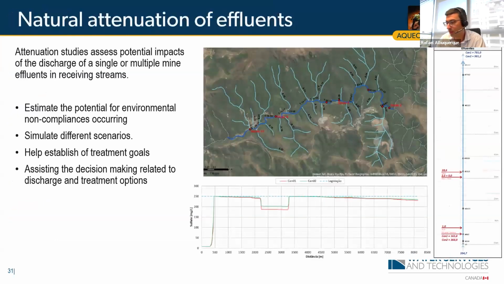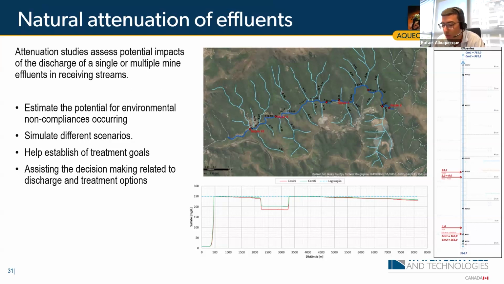So this is to say that each one of them has a different intrinsic logic. So then let's say we generate all of these different effluents, and some or all of them are going to be directed to the environment. Now, another step that should be analyzed is the potential for natural attenuation of these various effluents in receiving streams. So that's another study that we do.